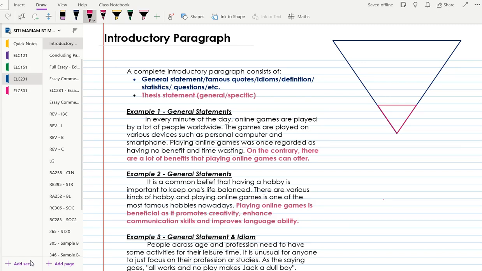Okay, now let's take a look at the first type of paragraph in essay writing, which is the introductory paragraph. For some people, the introductory paragraph can be a bit challenging to write because sometimes they don't have a problem when it comes to the content for the body paragraph. But for the introductory paragraph, it can be a bit hard for people to write because basically that is the first step to write the whole essay.